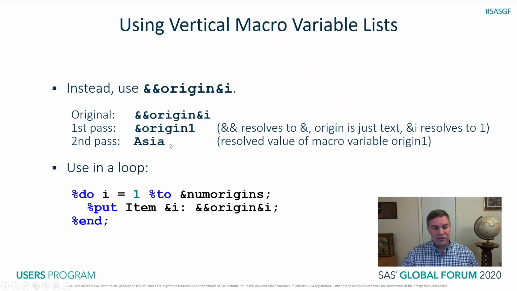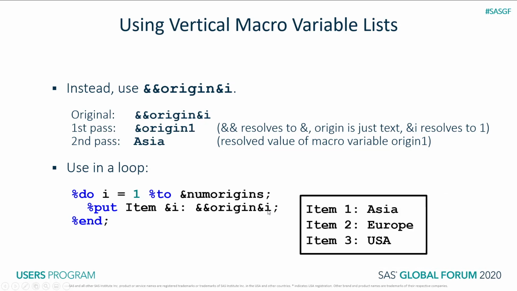So we can use it in a do loop like this. %do i=1 %to &num_origins. That's the number of items in the list. In this case, 3. %put item &i, and now we have this &&origin&i. And this will run 3 times, and the first time through, this will resolve to Asia, the second time Europe, and the third time USA.